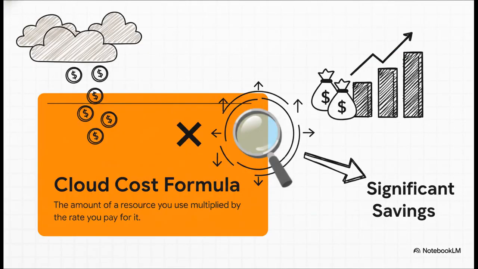When you really boil it all down, your cloud bill is just a simple formula. It's what you use times the rate you pay for it. Now, optimizing your usage, that's a huge topic for another day. Today, we are laser focused on that second part of the equation, the rate. This is where you can find some absolutely massive savings.